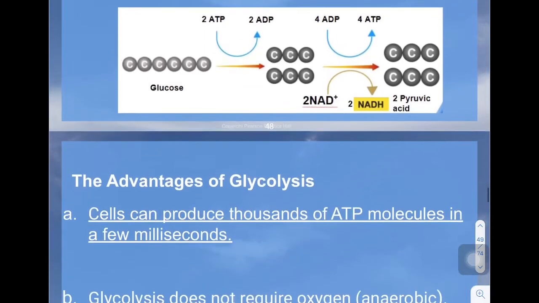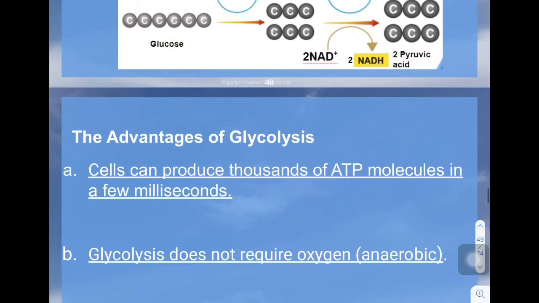Some advantages of glycolysis is that it can happen very quickly. Cells can produce thousands of ATP molecules in a few milliseconds, even though they're only generating 2 ATP molecules for every 1 time it goes through glycolysis. But the other most important advantage of glycolysis is that it does not require oxygen. Because it does not require oxygen, we consider this an anaerobic process.